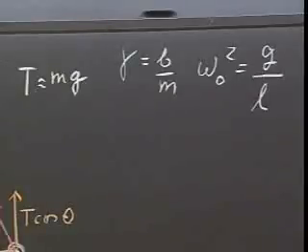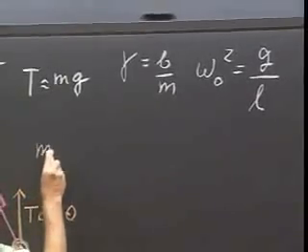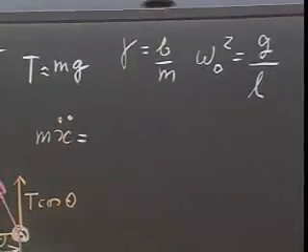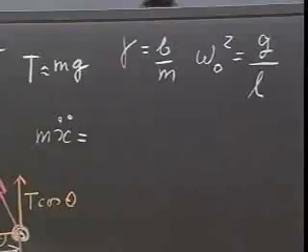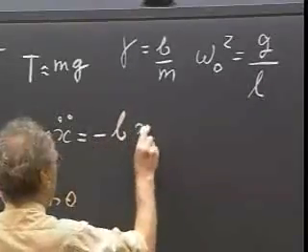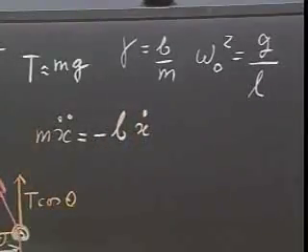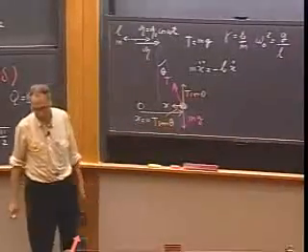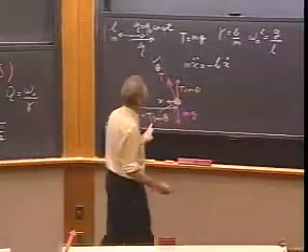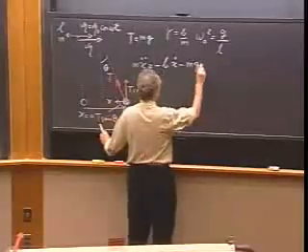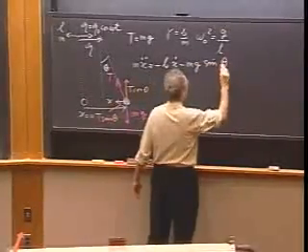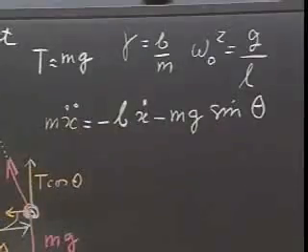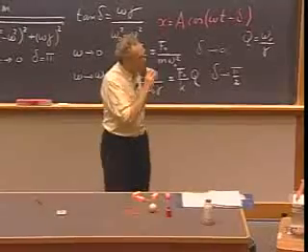So now I'm going to write down Newton's second law. So I get m x double dot, and then I get minus b x dot, that is the damping. And now comes this force, which is the only one that wants to drive it back to equilibrium. That's the restoring force. And so that force, if you accept my T being mg, is mg times the sine of theta. That's the differential equation that I now have to solve. That is a driven system.